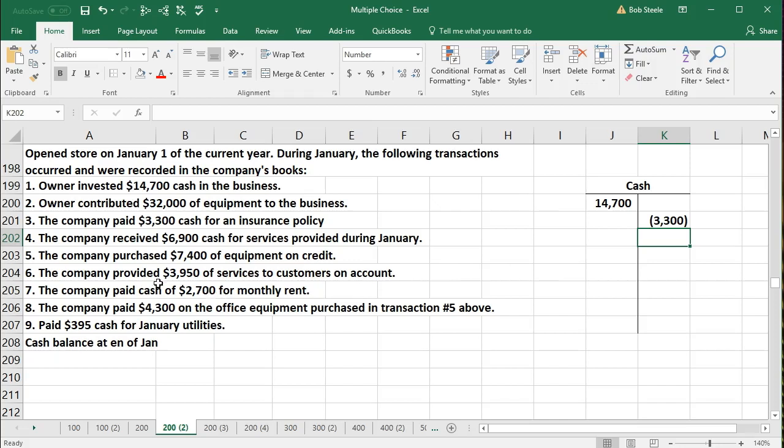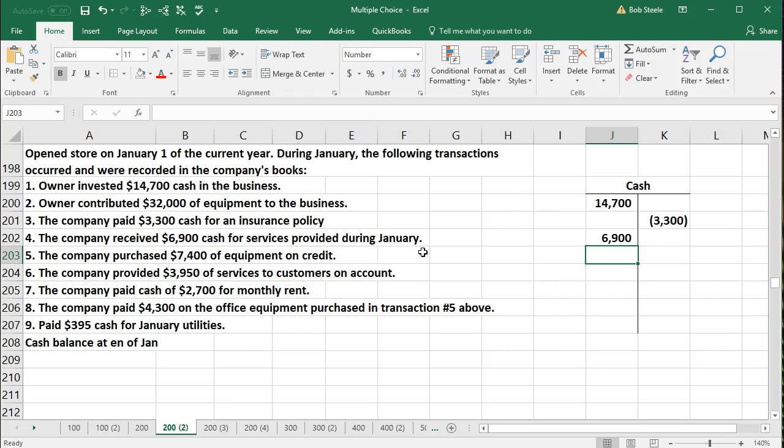Next one we're going to have here, 4. The company received $6,900 cash for services provided during January. So we got money, so cash is going up. So we're going to put the $6,900 here. The credit would be, if they did the work in the same month, the credit would be to revenue.